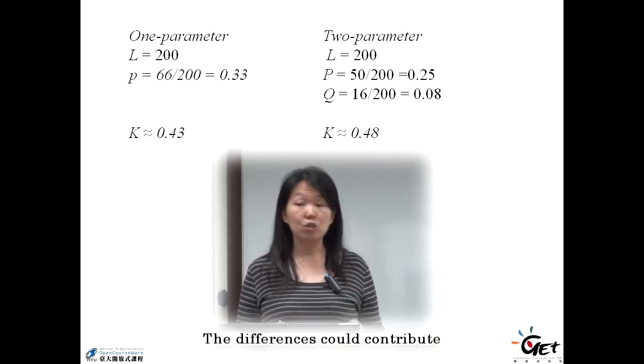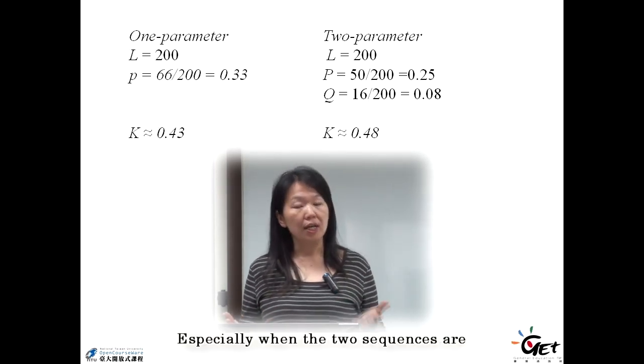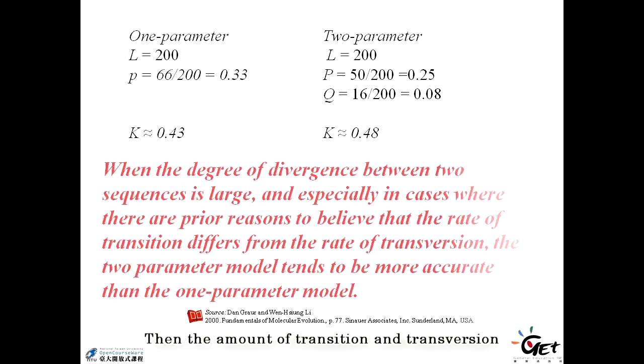The differences could be contributed by the number of changes, especially when the two sequences are quite diverged and the amounts of transitions and transversions are large. In this case, it's probably better to use a more complicated model like the 2-parameter model than just the 1-parameter model. So this is basically what we want to say.